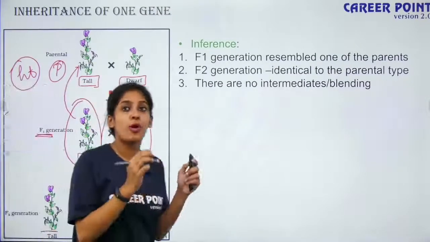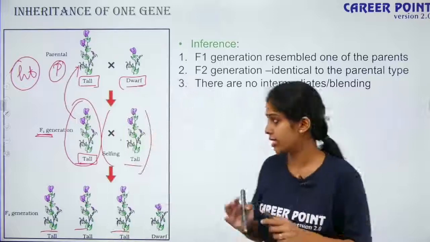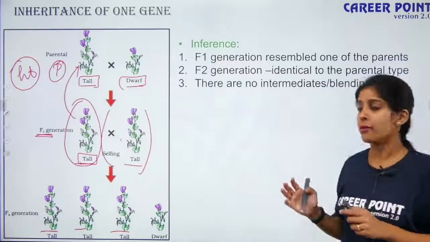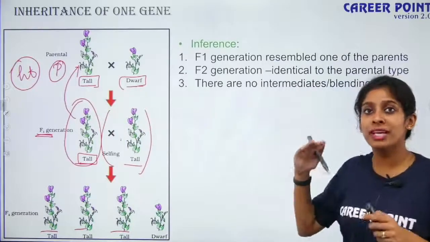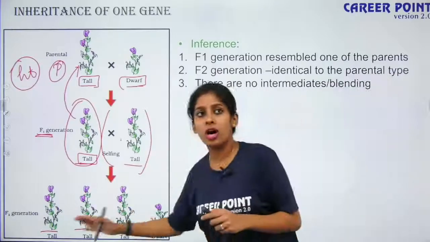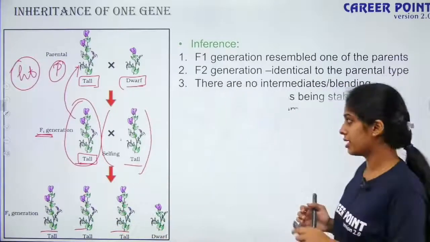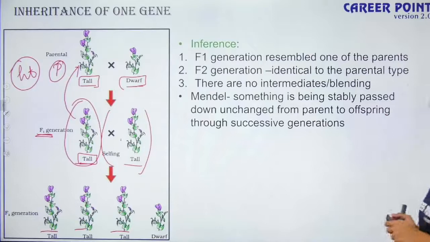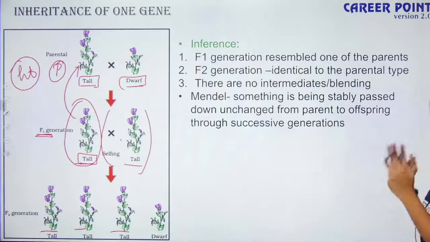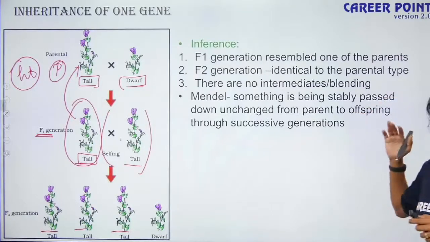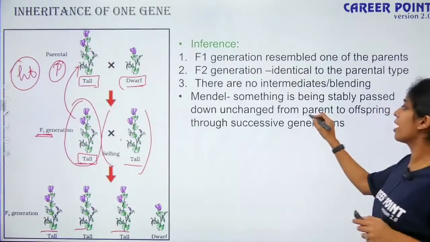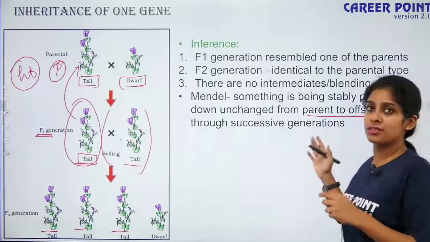But here the point to note is that there is no intermediate type. Meaning there is no plant with a medium height. So they are either tall or dwarf. They don't have an intermediate height, right? So Mendel said that something is being stably passed down unchanged from parent to offspring through successive generations.